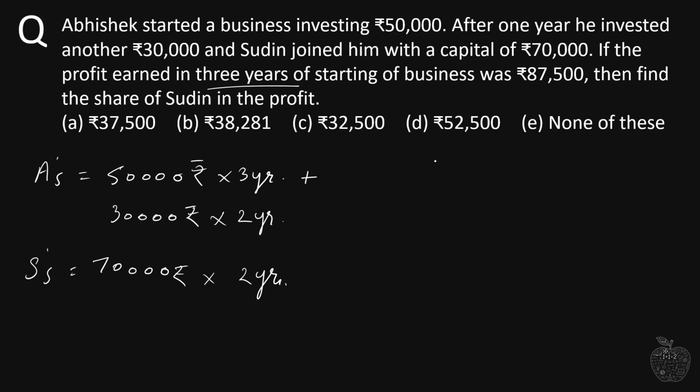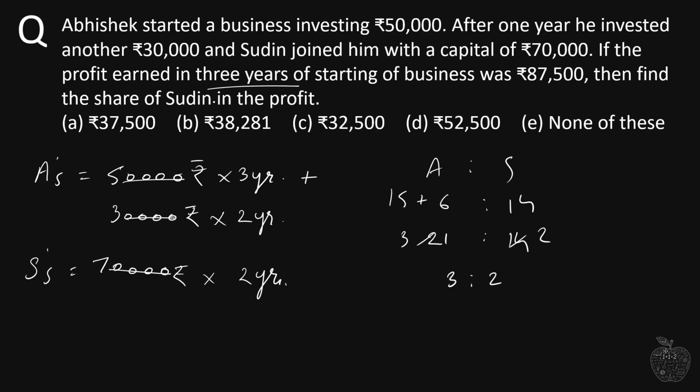So the ratio in which the profit will be shared among Abhishek and Sudhin will be, let's get rid of these 4 zeros. Abhishek's investment here is 5 3s are 15 plus 3 2s are 6, which is 21, and Sudhin here is 7 2s are 14. So this is 21:14, or I can say 3:2. So the profit will be divided among Abhishek and Sudhin in the ratio of 3:2.